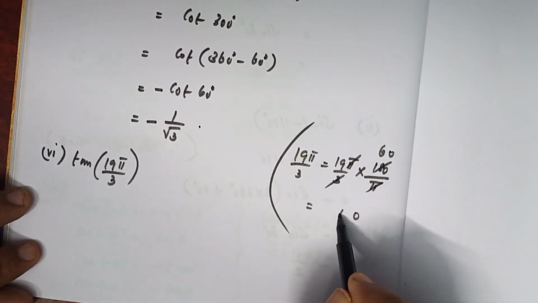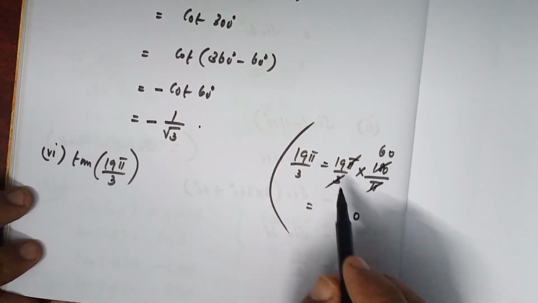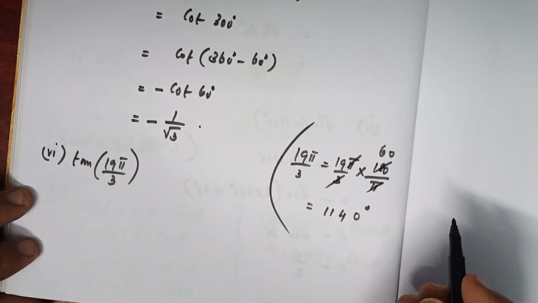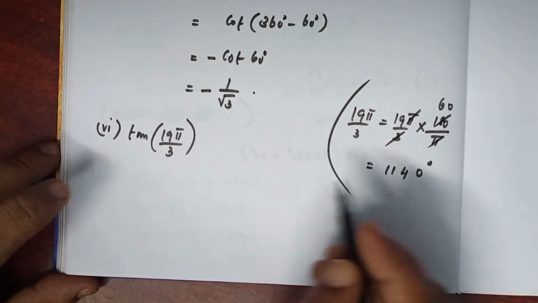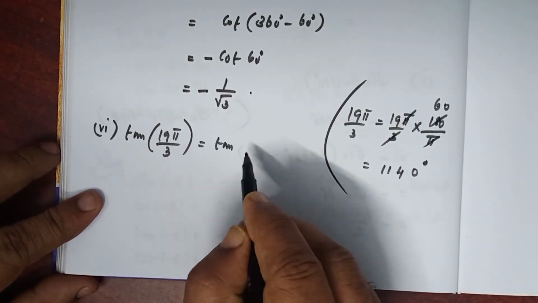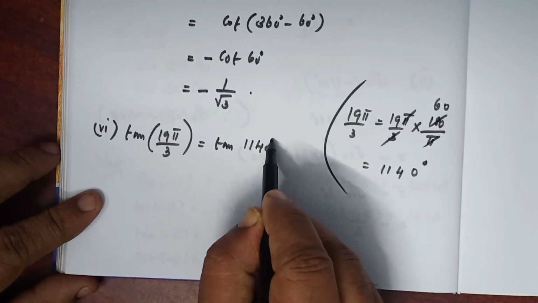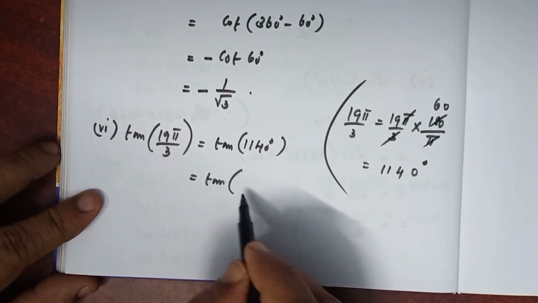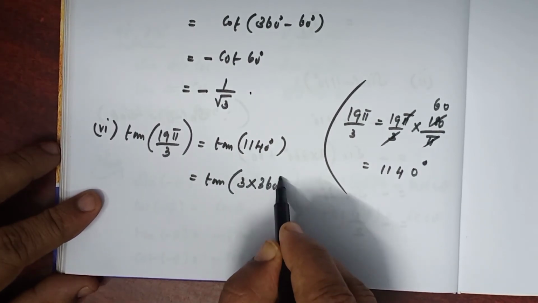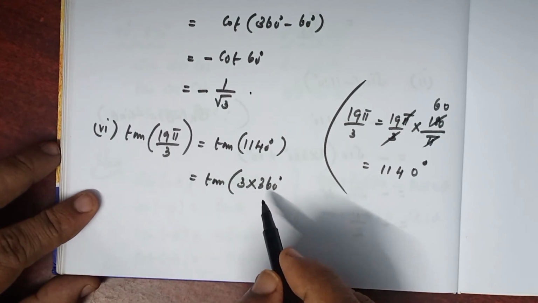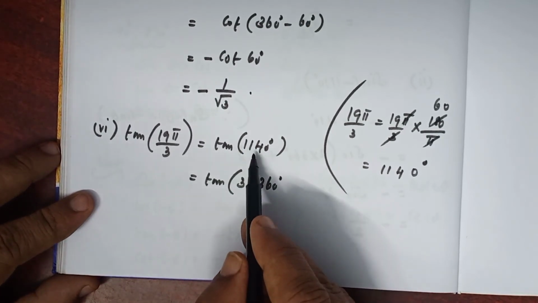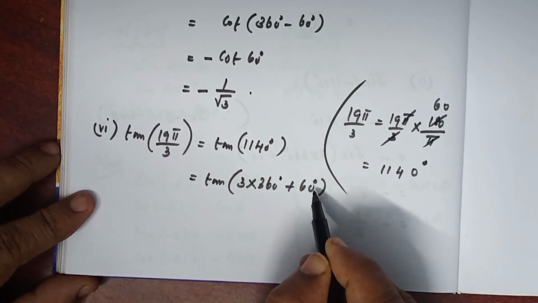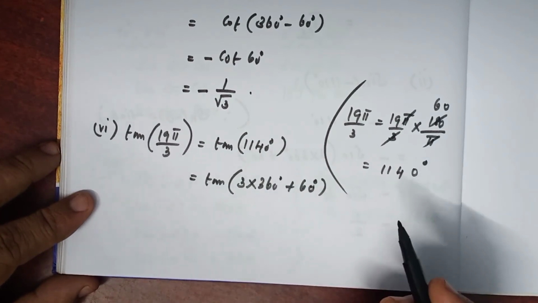19 times 60: 9 sixes are 54, balance 5. 1 six is 6 plus 5, 11. 1140 degrees. Okay. So that is equal to tan of 1140 degrees. So we can go for triple rotation. Tan of triple rotation, 3 into 360 degrees. One rotation is 360 degrees, triple rotation, 3 into 360, that is 1080. 1080 balance 60 degrees. 1080 plus 60 degrees is equal to 1140 degrees.